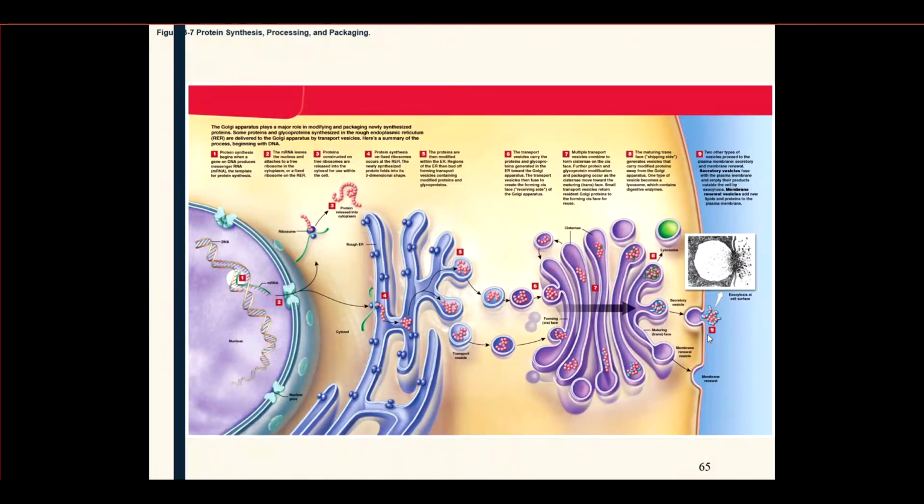Exo means to exit. Cyto means the cell. And I love this picture here. Here's an actual picture. Here's the secretory vesicle. And then look at this. Here's the protein being spit out into the extracellular fluid.